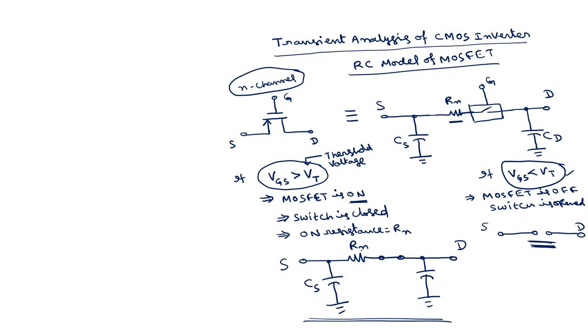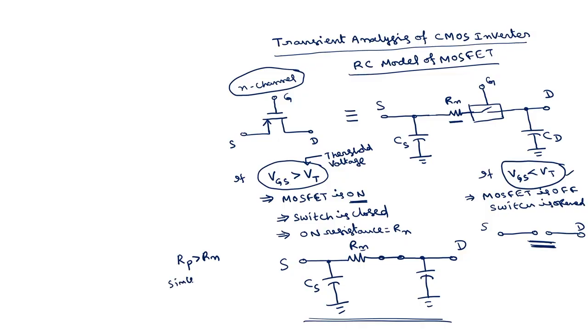Similarly, you can have the PMOS device. Here, that will be having RP. RP is normally greater than RN. Why? The mobility of electrons is greater than the mobility of holes. That is why the resistance to holes is more than the resistance to electrons. Now, in the transient analysis, I will consider the same CMOS circuit.